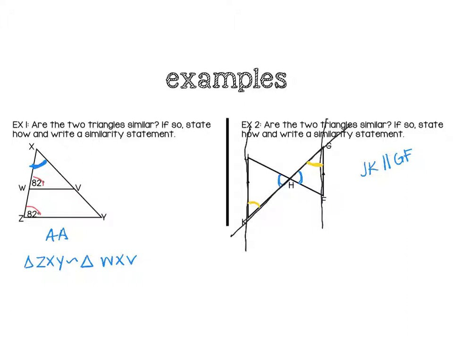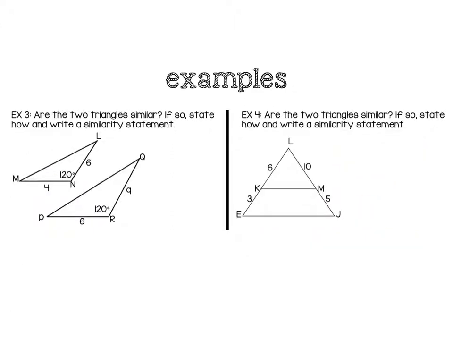So this one would also be angle, angle. But that one is a little bit more complicated. And our congruent statement would be that KJH is similar to GFH. Now you can go ahead and try example 3 and example 4.